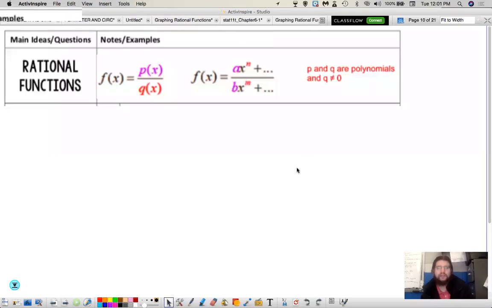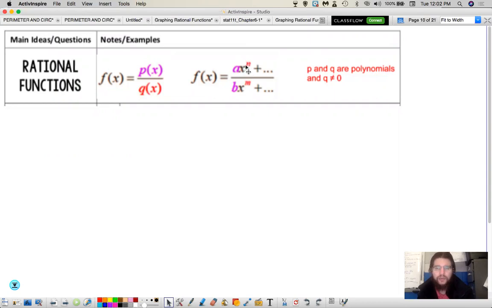Hey guys, this is a big one, the rational functions. So what is a rational expression? Remember, a rational expression is the quotient of two polynomials. So a rational function, what we're going to be dealing with today, is just two polynomials divided by each other. Now, we're going to look at them in standard form, descending order.